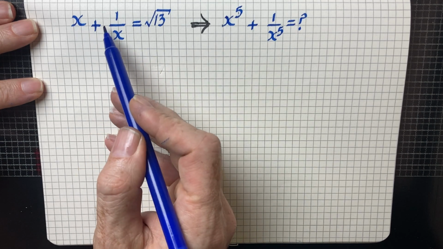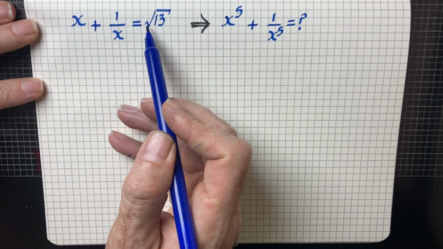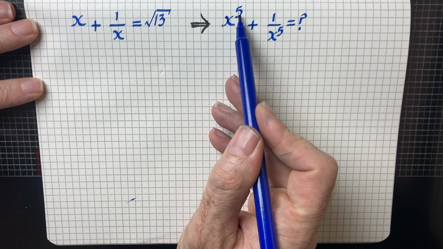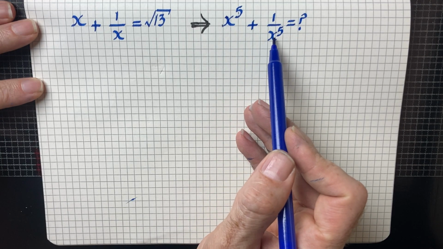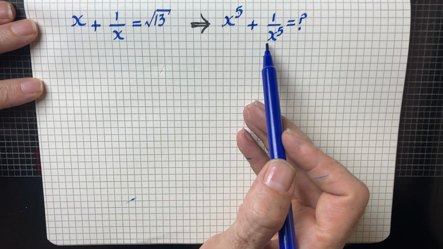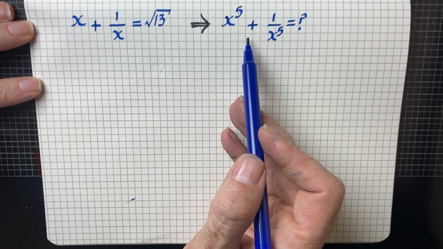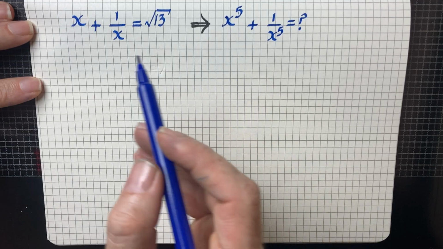We are given x plus 1 over x equals square root of 13. We are asked to find out the value of x raised to the power of 5 plus 1 over x raised to the power of 5. But where should we start the solution? I'm going to solve this question in 4 steps. So go ahead and get started.